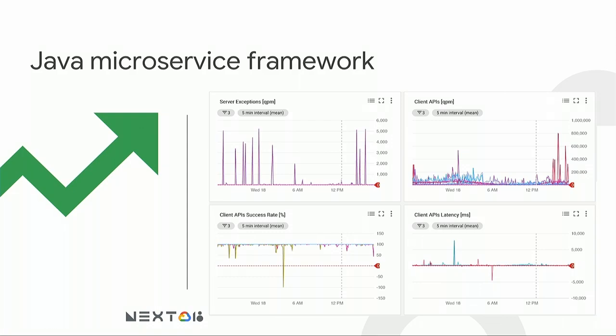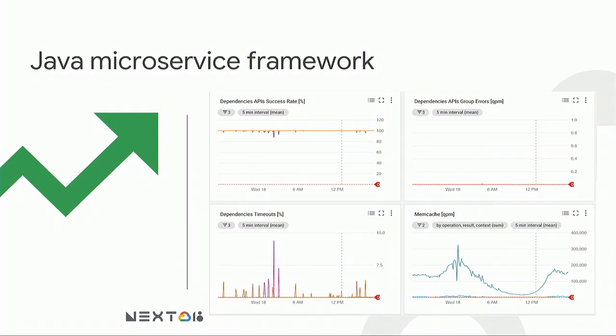Now, the client APIs are like what Evgeny told you before. These are the clients that are connecting to my microservice. So I can see how they are performing, also in the same dashboard for the microservice. So I can see how my service failure is affecting other services in Waze.